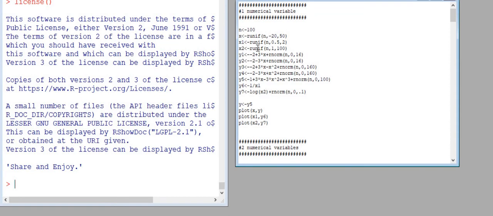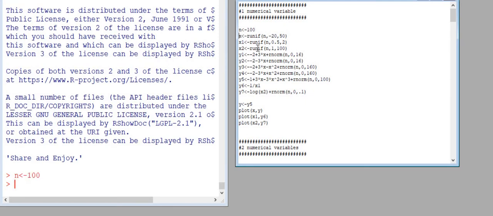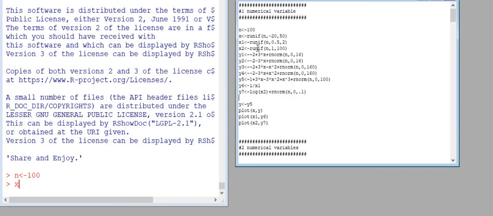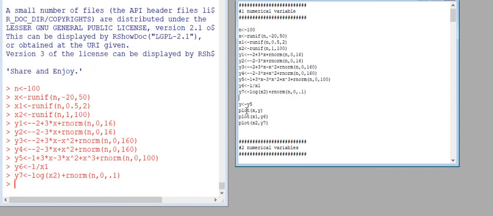So here I already produced some codings to generate the model for our purpose. So I generate a sample size of 100, with many variations on the functional form of y.